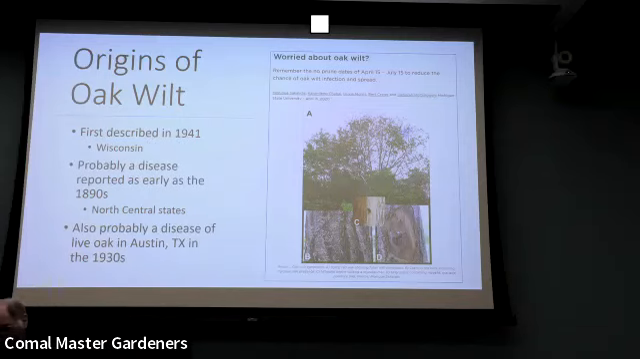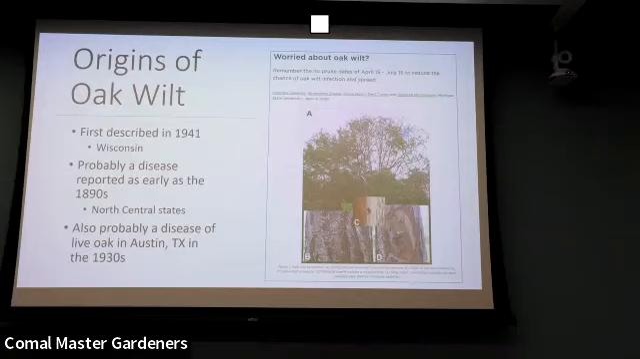Okay, let's talk about the first introduction of Oak Wilt, 1941 in Wisconsin. We think after looking at the situation, Oak Wilt had probably been killing trees in Wisconsin since the 1890s, just by looking at old records of mortality. And as you can see here, there was a discovery of a tree disease in the 1930s in Austin by somebody from the Texas Agricultural Experiment Station.